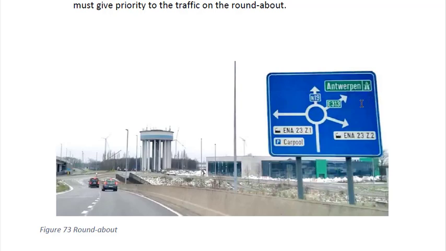So also pay attention to these arrows. These indicate the exits that you must take on the roundabout if you want to go in a particular direction. For example, you are driving on this road, and if you want to go to Antwerp, you have to take the second exit. This becomes the first exit, and this becomes the second exit. And if you want to go to N19, then you take the third exit. So arrows indicate the exits that you must take to go in a particular direction.